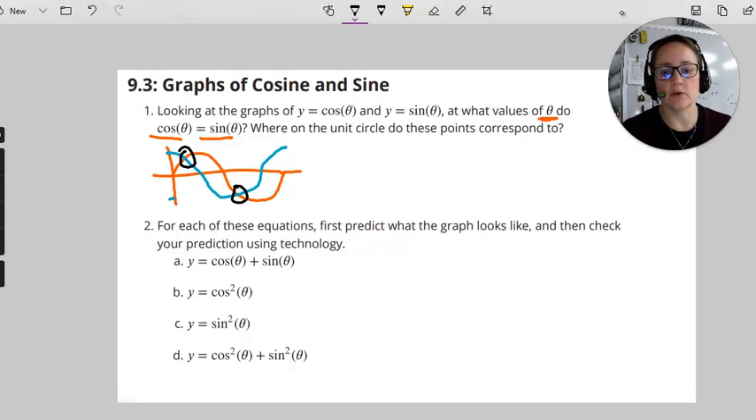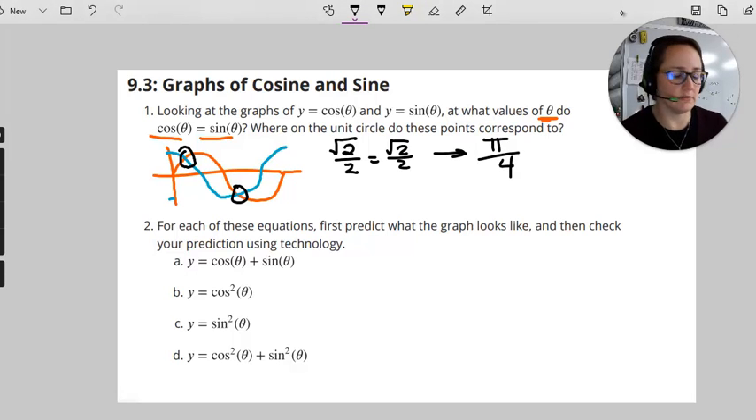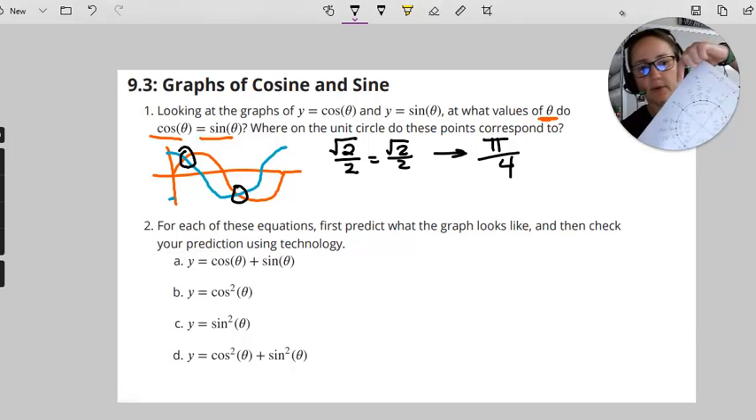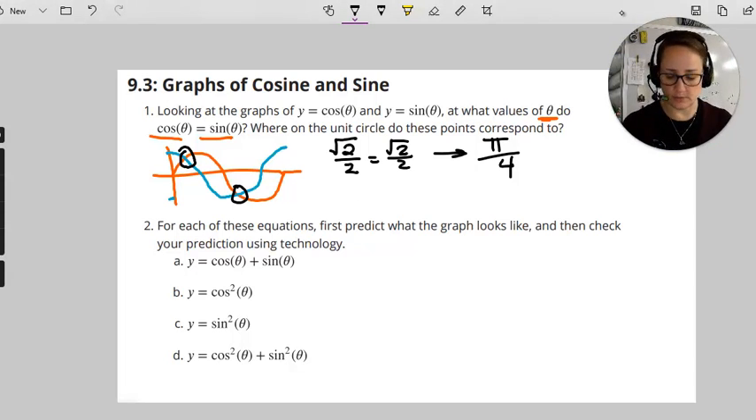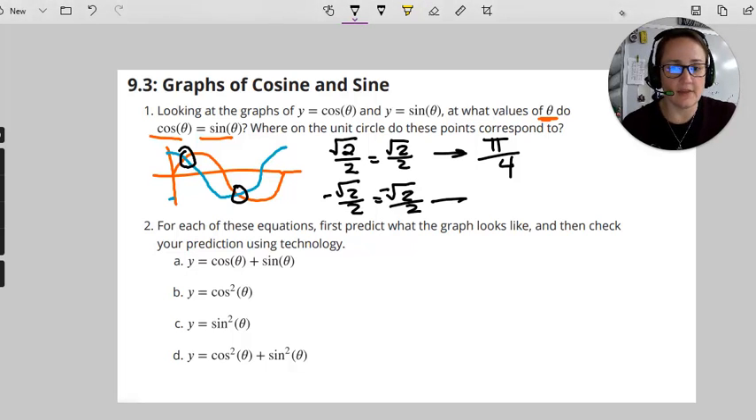So the place that we're looking where square root 2 over 2 equals square root 2 over 2, this one happens at pi over 4, right up here in quadrant 1. And then we said our other one's happening down here in quadrant 3, where negative root 2 over 2 equals negative root 2 over 2. And that is happening at 5 pi over 4.